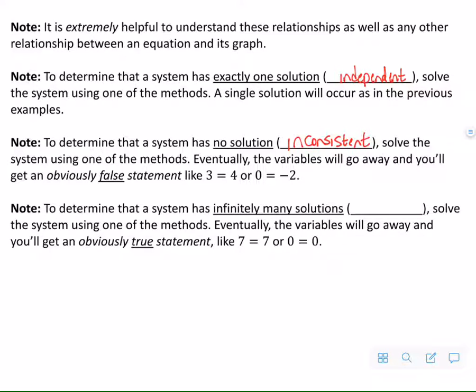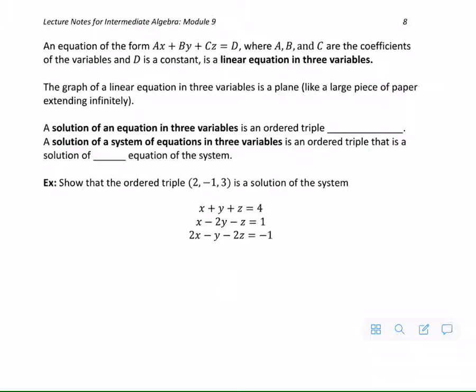Notice, by the way, you know it's one solution if you get a single answer using our techniques. You know it's no solution if your variables cancel out and you end up with a false statement. And if you end up with a true statement, we say it has infinitely many solutions, which is dependent. So you have two techniques for solving 2 by 2 systems now: substitution and addition.